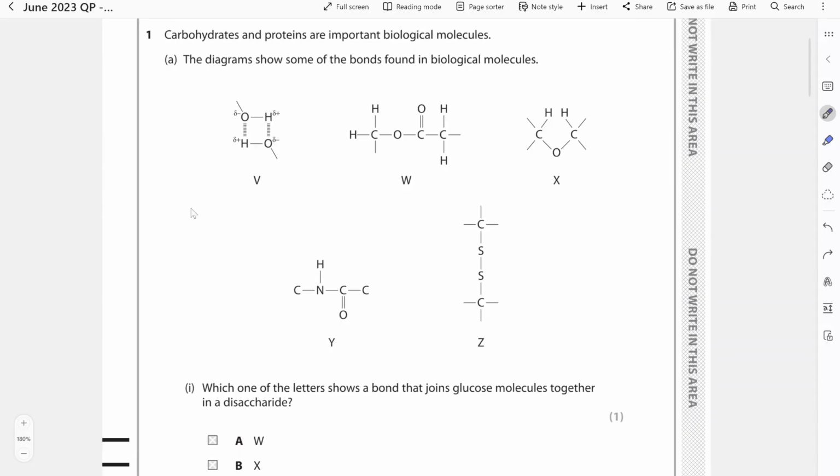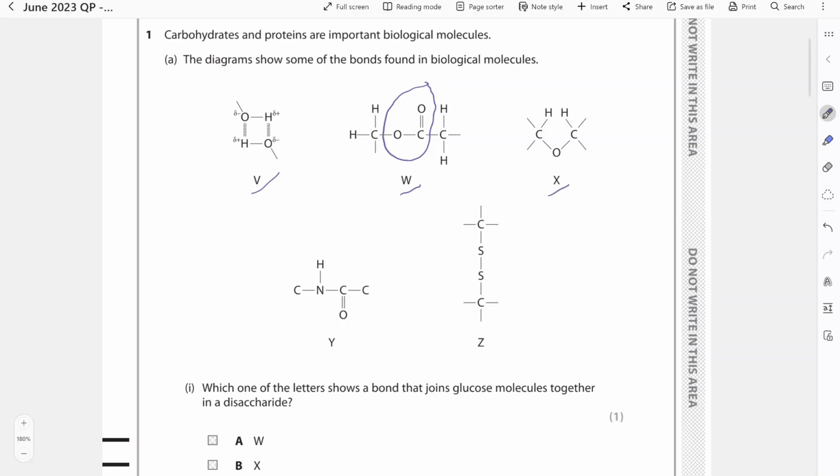Alright, question 1. Carbohydrates and proteins are important biological molecules. Part A: the diagram shows some of the bonds found in biological molecules. Let's start off with V. V is hydrogen bonding, and that is found between water molecules, for example. W, you can see the ester bond here, and ester bonds are found between fatty acids and glycerol. So remember, a triglyceride consists of one glycerol and 3 fatty acids, right? So you'd find an ester bond between them.